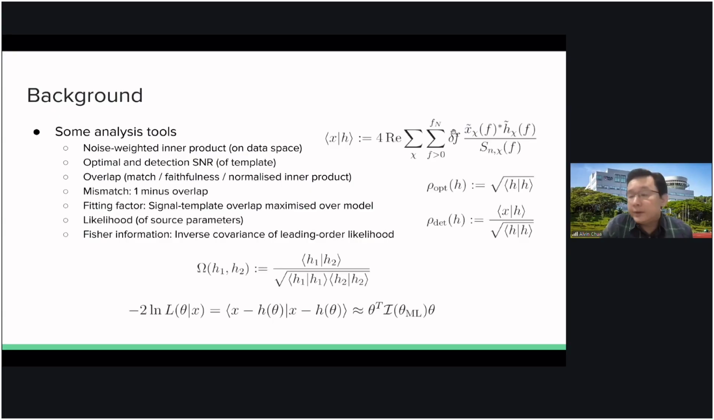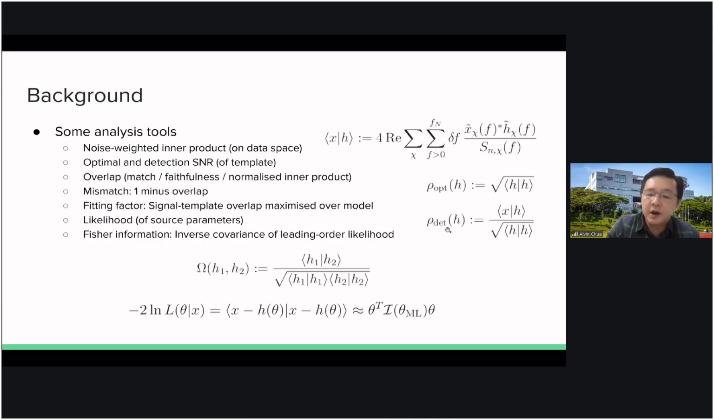This inner product is weighted by the power spectral density of the detector noise, and it's also summed over all data channels, chi. In the case of LISA, there will be 3. We also need the optimal and the detection SNRs of a particular template h. The optimal SNR is given by this expression, whereas the detection SNR is given by the one below. The optimal SNR is essentially just the norm of the template h with respect to the above inner product.